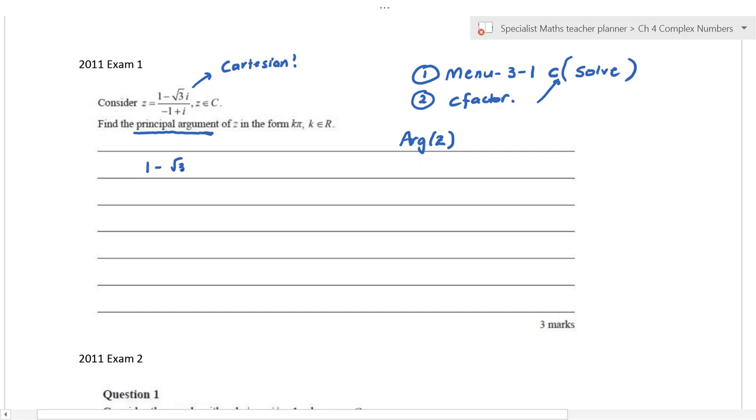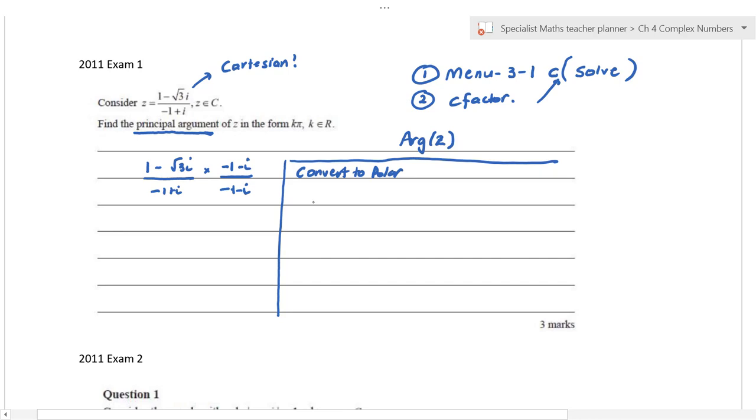They'll do it because algebraically they can, and yes, you can. You can go 1 minus root 3i over minus 1 plus i, and multiply by its conjugate, which is minus 1 minus i over minus 1 minus i. For the most part, that will work and be fine, but sometimes the algebra can be quite tricky. I'm just going to show you what I think is the best way to do things, not 3 or 4 different ways. Whenever you have something like this, you convert to polar.